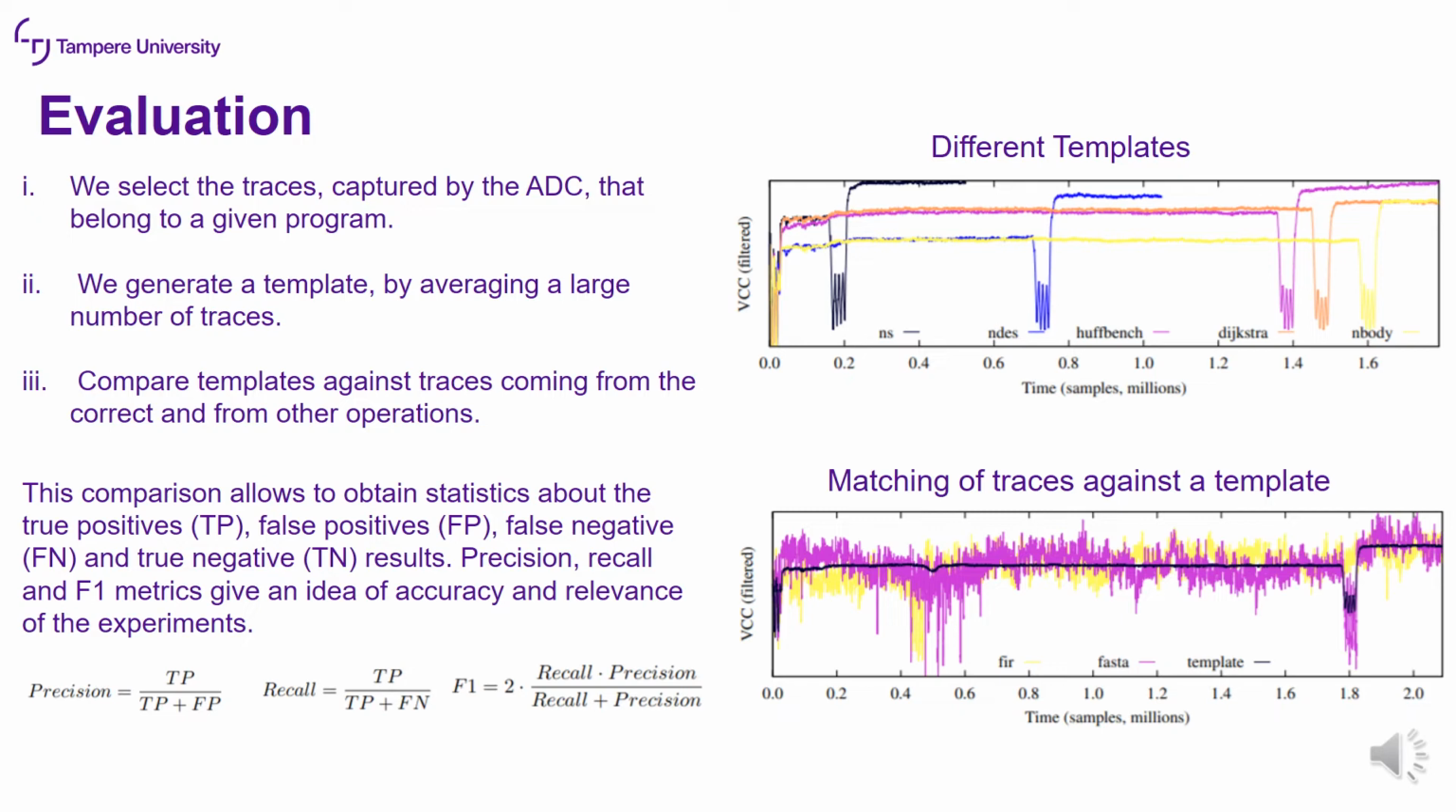Precision gives a measure of the number of correct results among all the returned results, while recall gives a measure of the number of correct results divided by the number of results that should have been returned.